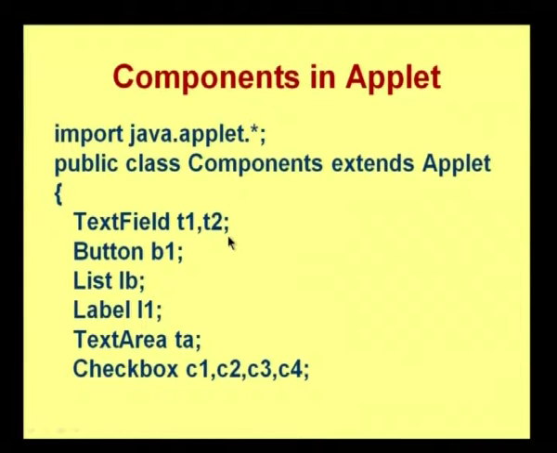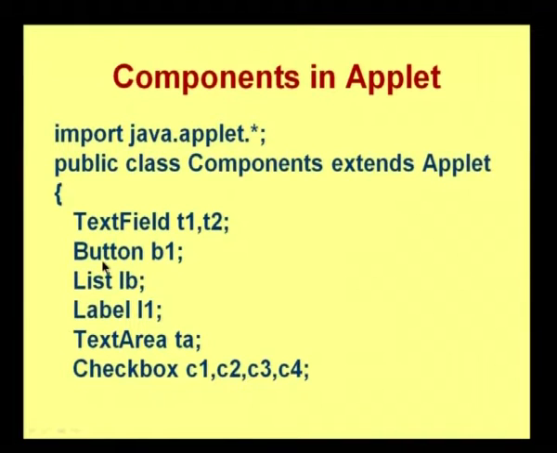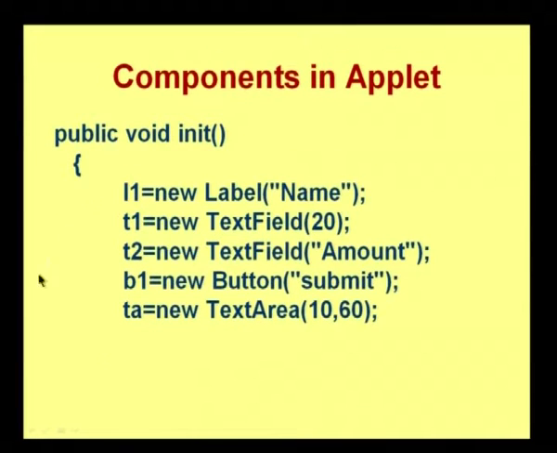So next is various components in the applet. You know what AWT components are available. As I told you, in your applet you can have all your AWT components. Here we have text fields, buttons, list, label, text area, and a few checkboxes. In your init method, init is similar to a constructor; while loading your applet, this init method is called, and it is only called once.